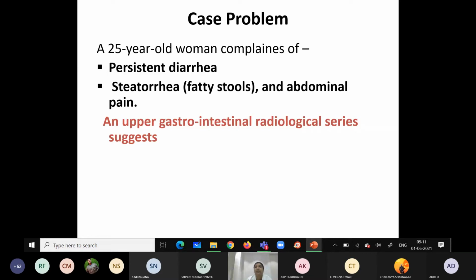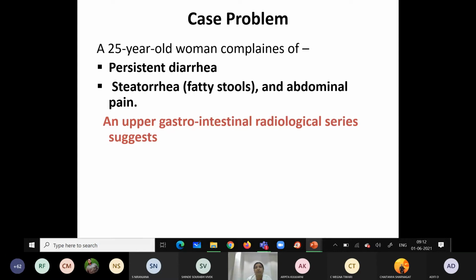Along with that, she also complains of abdominal pain. If you examine the patient, she will typically show pain at the epigastric region, which sometimes radiates to the back, to the side of the spinal cord. So abdominal pain, diarrhea and steatorrhea are her basic complaints. No fever, no vomiting, right?